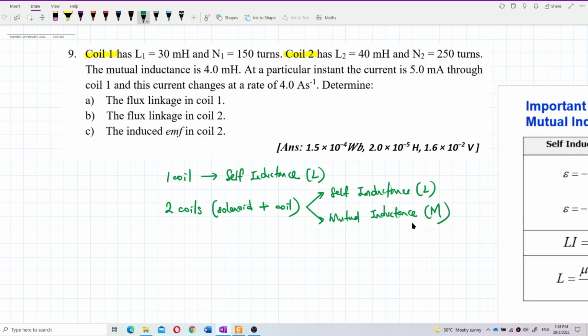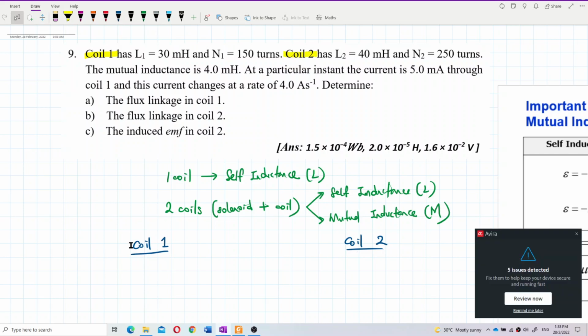So here we have 2 coils. It's better we write down the information below in 2 columns, so we have a more systematic way of gathering data. We have coil 1 and coil 2, and we need to determine which one has the current and which one doesn't, which coil has the induced EMF, and which coil has the current changing at a certain rate.